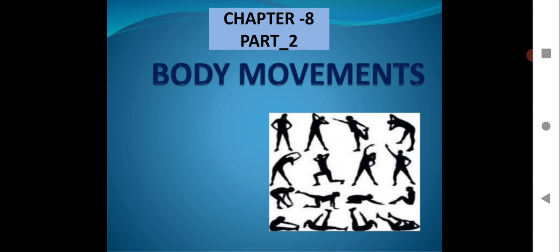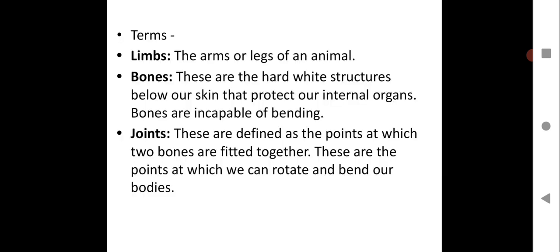I hope the first session for the body movement was interesting to you all. Let us have some more interesting concepts for this chapter. We are going to learn about some important terms. First of all, we will learn about the limbs, bones and joints. So the limbs, very simple, are the arms or legs of an animal. Those are called limbs.